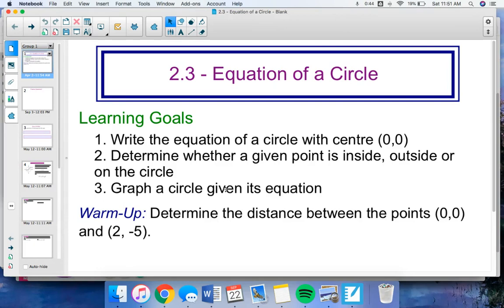So today we're going to talk about the equation of a circle, and our learning goals for today are to write the equation of a circle with the center 0, 0, determine whether a given point is inside, outside, or on the circle, and then graph a circle given its equation.